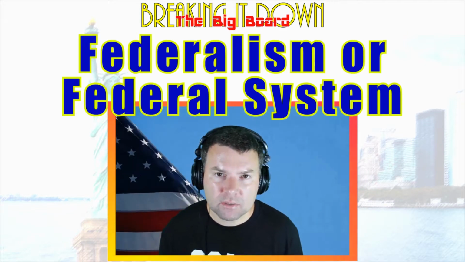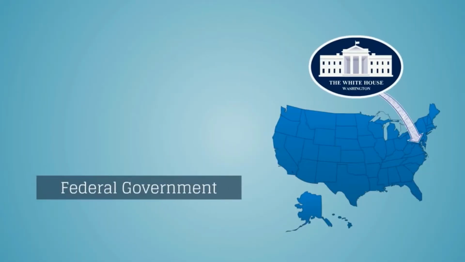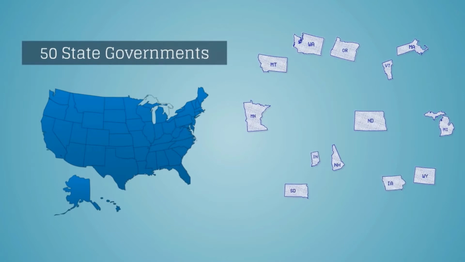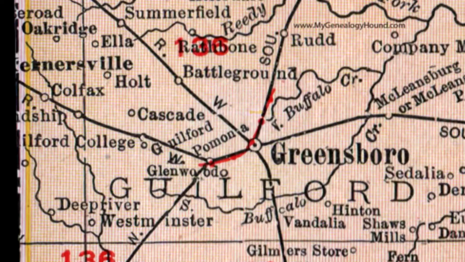That's what federalism is. We call our system a federal system. We have a strong national government. Then we have our 50 state governments. And even beneath that, we have thousands of county, city, and town governments. Typically, we call these local governments.